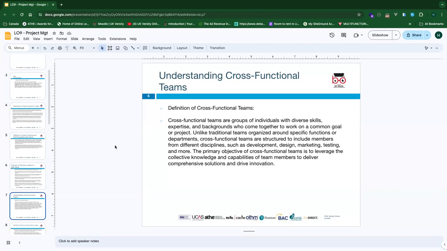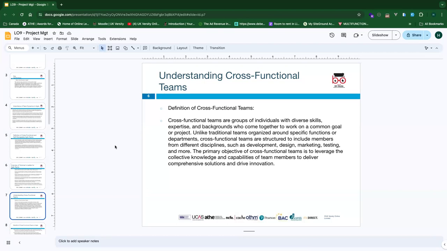So unlike traditional teams organized around specific functions or departments, cross-functional teams are structured to include members from different disciplines such as development, design, marketing, and testing, and more. So most companies these days have this. Most companies these days have a development team, the software development team. They have the design team. They have the marketing teams.